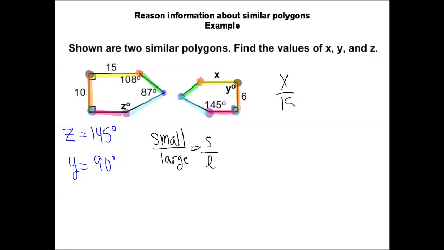And then I find the numbers that go together, 6 and 10. So 6 will go over 10 because the 6 and the x are on the same shape. So the same shape always goes on top. Cross multiply. Divide by 10. And you have your answer.